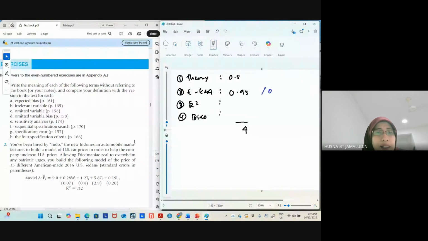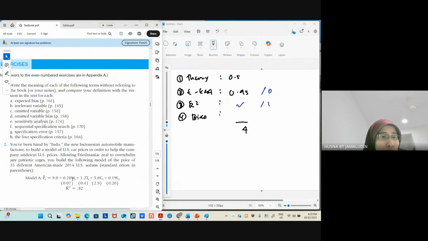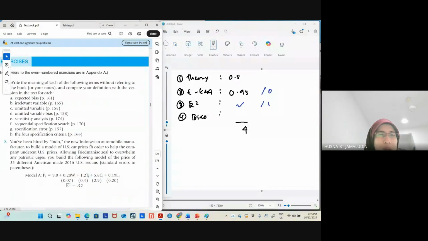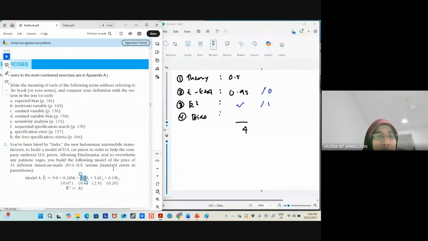Okay, what else? R-bar square. How about R-bar square? Previously 0.92. When you drop, 0.93. R-bar square is improved, right? So you get 1. Okay, bias. Does it cause any bias? Previously, let me see, the W was 0.28, now 0.29. Not so much. Previously 1.2 for T, not changed at all for the C.